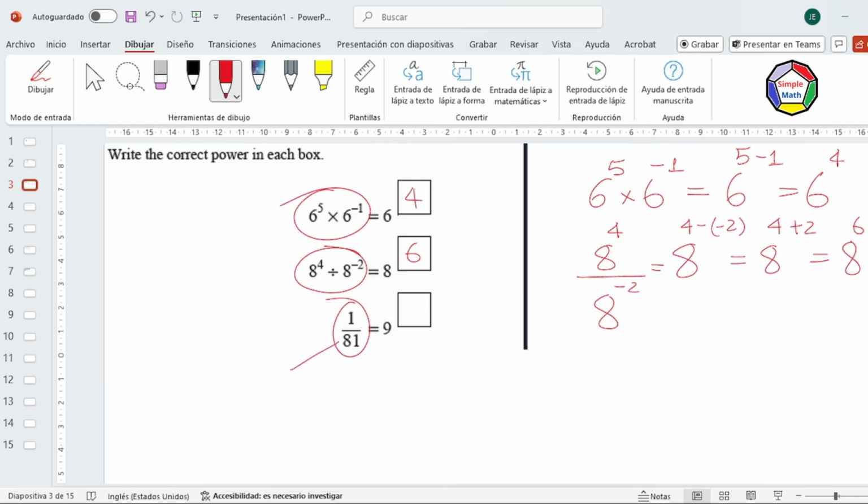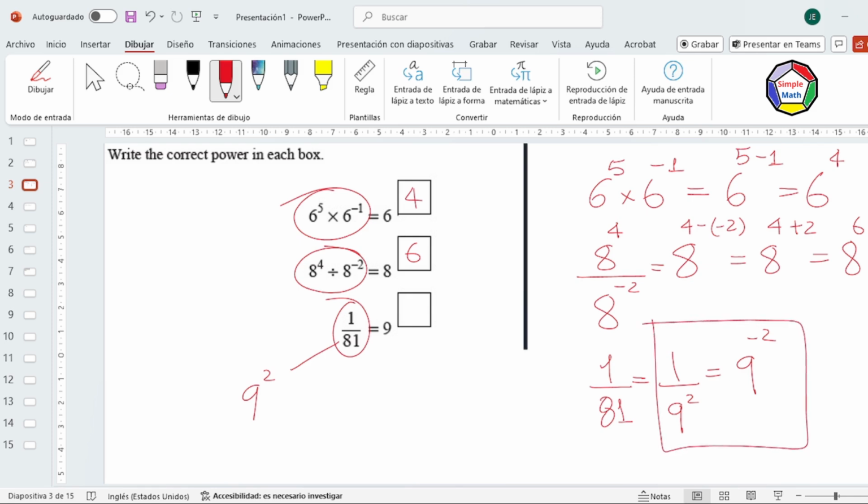And finally, the next one. 81 comes from 9 to the power of 2, so let's rewrite that. This is the same as 1 over 81, which is equal to 1 over 9 to the power of 2. How do you change that? According to a property that I mentioned before, this is the same as 9 to the power of negative 2, because these two things are the same. So the power in this case is negative 2.